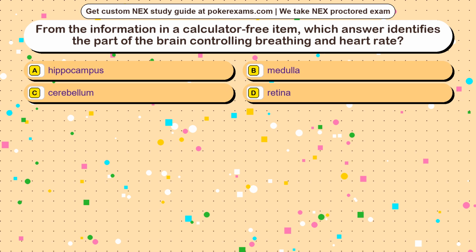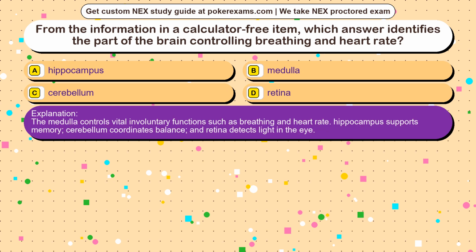The correct answer is option. The medulla controls vital and involuntary functions such as breathing and heart rate. Hippocampus supports memory, cerebellum coordinates balance, and retina detects light in the eye.